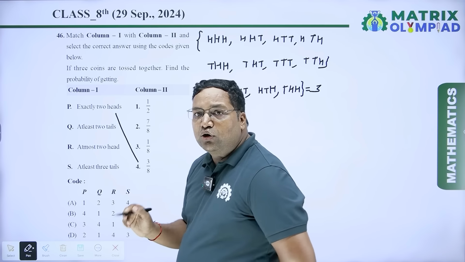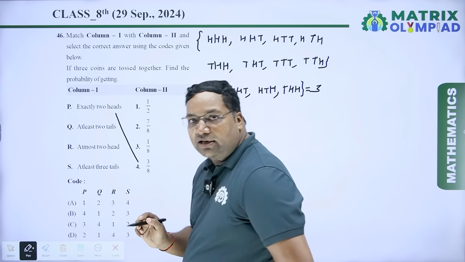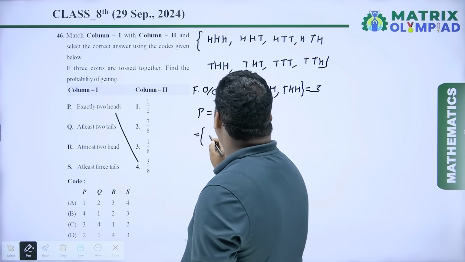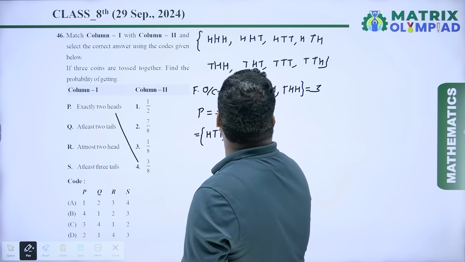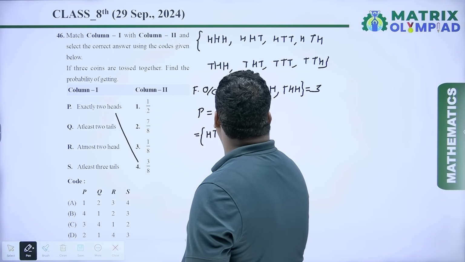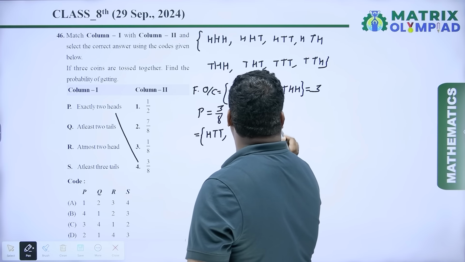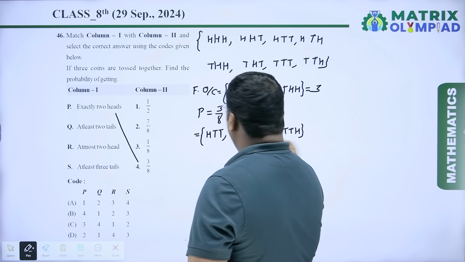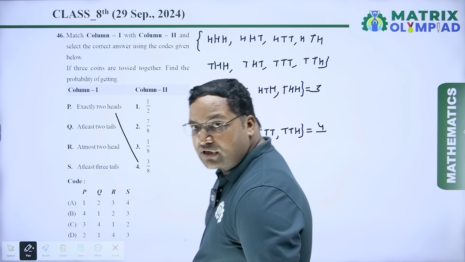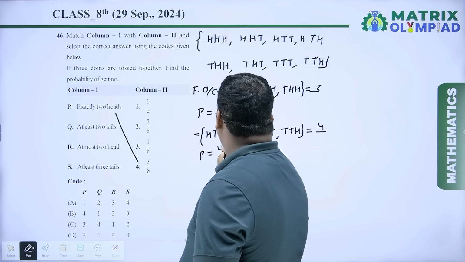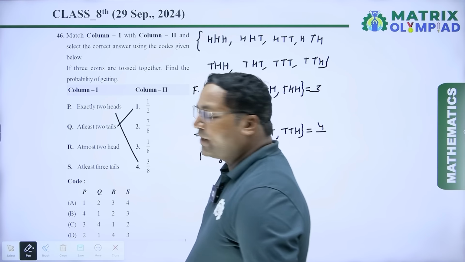Next is at least 2 tails. So at least 2 tails. For at least 2 tails, favorable outcomes are HTT or THT, TTT and TTH. So how many times? So it is 4 times. So favorable outcomes are 4. So the probability is 4 by 8. It is 1 by 2. So for this, it is 1 by 2.